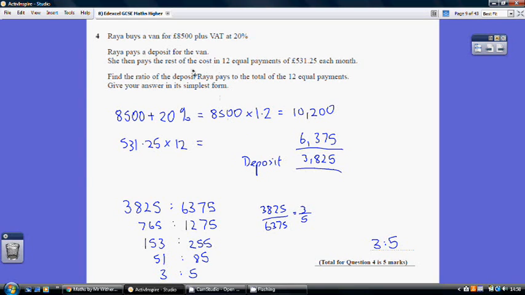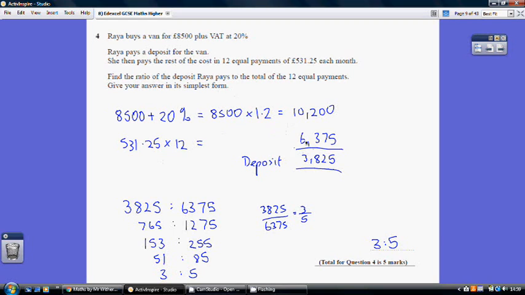Now we're told that the rest of the cost is 12 lots of 531.25. So let's work out what that is, and that's 6375. So the deposit must be the difference. The deposit is the amount that we paid up front, leaving us just with that 6375 to pay. So take the cost of the van, take away the 12 equal payments, and that gives us the deposit of 3825.